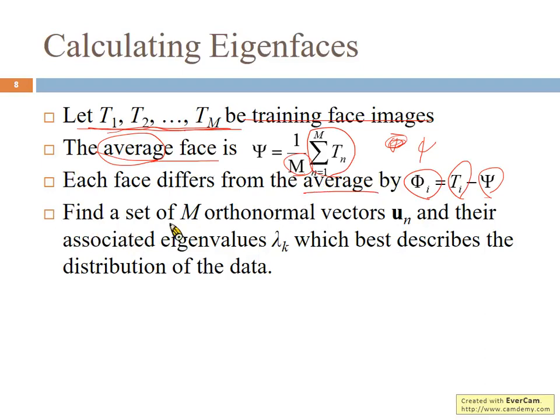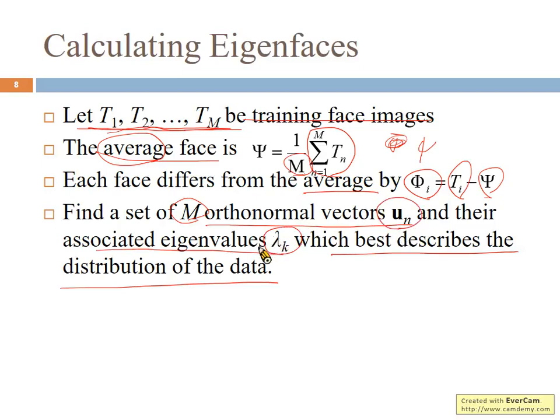Then we find a set of M orthonormal vectors u n and their associated eigenvalues lambda k, which best describe the distribution of the data. These orthonormal vectors u n are eigenvectors, each of which has a corresponding eigenvalue. The M orthonormal vectors picked are the eigenvectors with the largest eigenvalues.